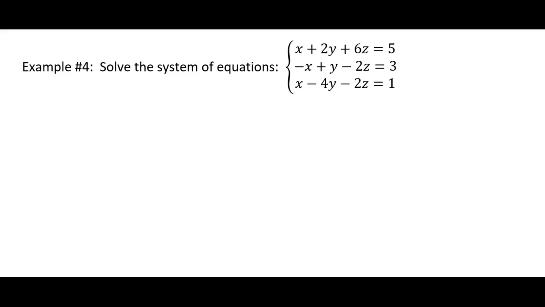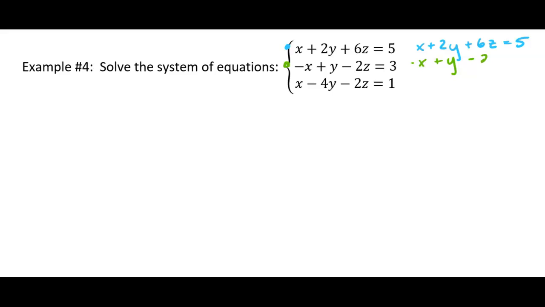Now it looks like I'm catching a little break here. It looks like if I take the top equation and the second equation, those x's are going to cancel out. So I like the looks of that. I'm going to go ahead and recopy them. So x plus 2y plus 6z equals 5. And then the green equation, I'm not multiplying by anything, I'm just copying it down.